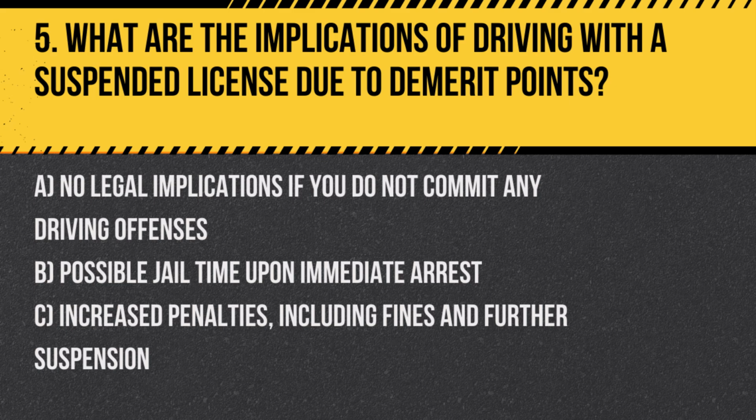Question 5. What are the implications of driving with a suspended license due to demerit points? A. No legal implications if you do not commit any driving offenses. B. Possible jail time upon immediate arrest. C. Increased penalties, including fines and further suspension. Answer. C. Increased penalties, including fines and further suspension. Driving with a suspended license is illegal and results in severe consequences if caught.